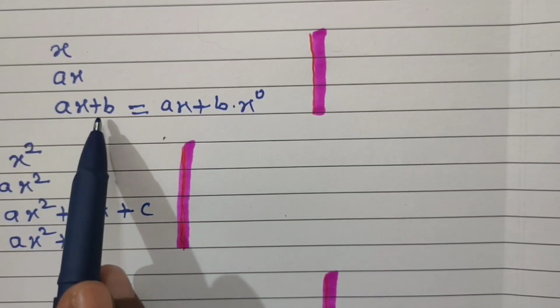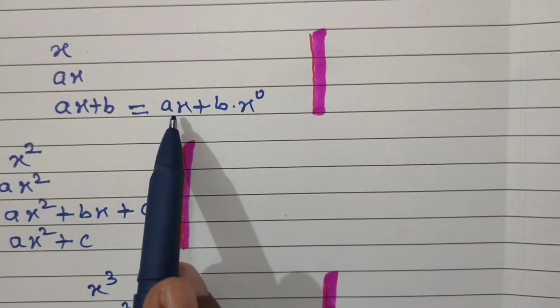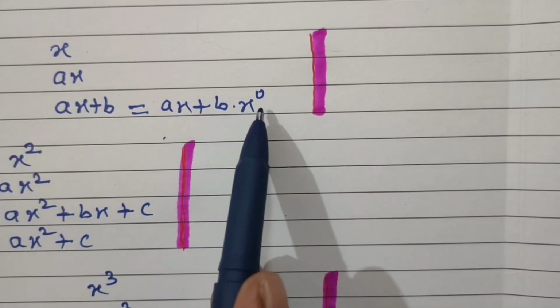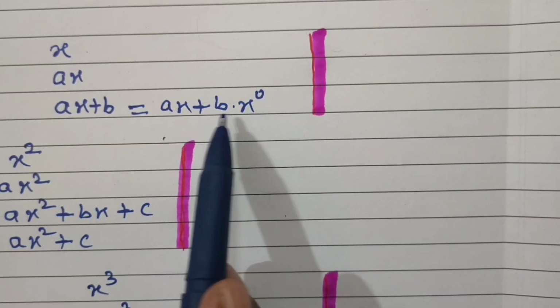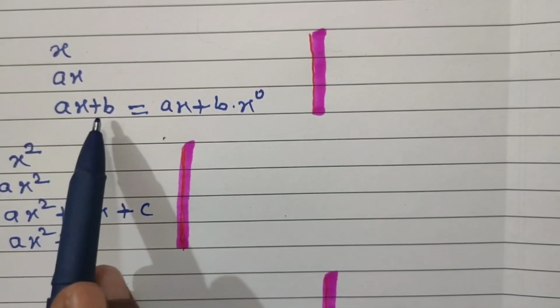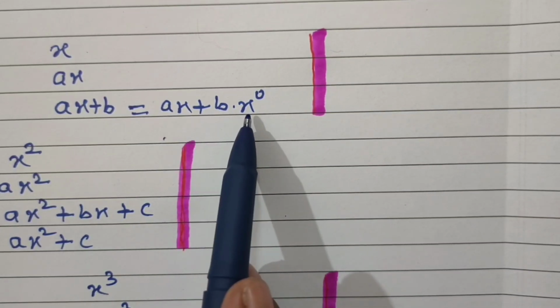Let us consider ax plus b. Ax plus b we can express like this: ax plus b into x to the power 0. You know x to the power 0 is 1. So b into 1, that is b. So ax plus b is equal to ax plus b into x to the power 0.